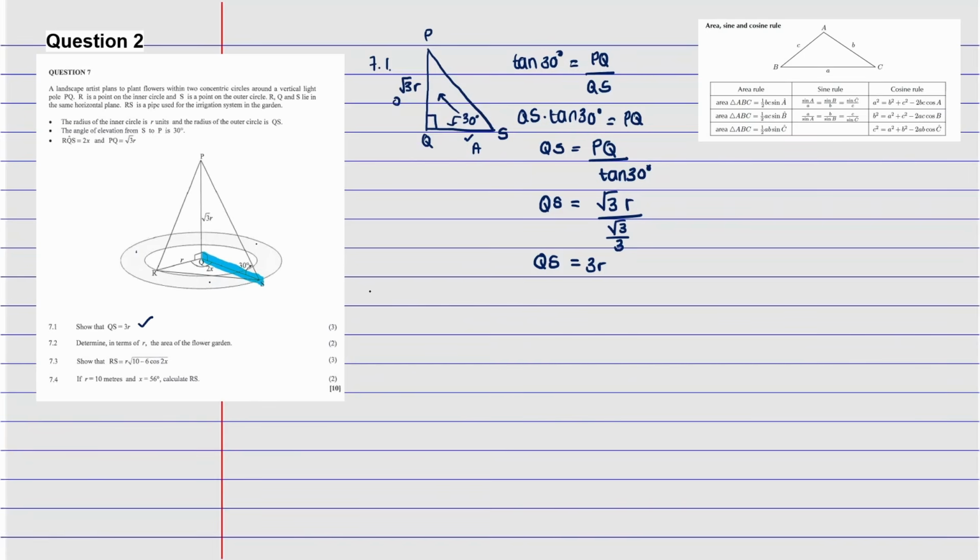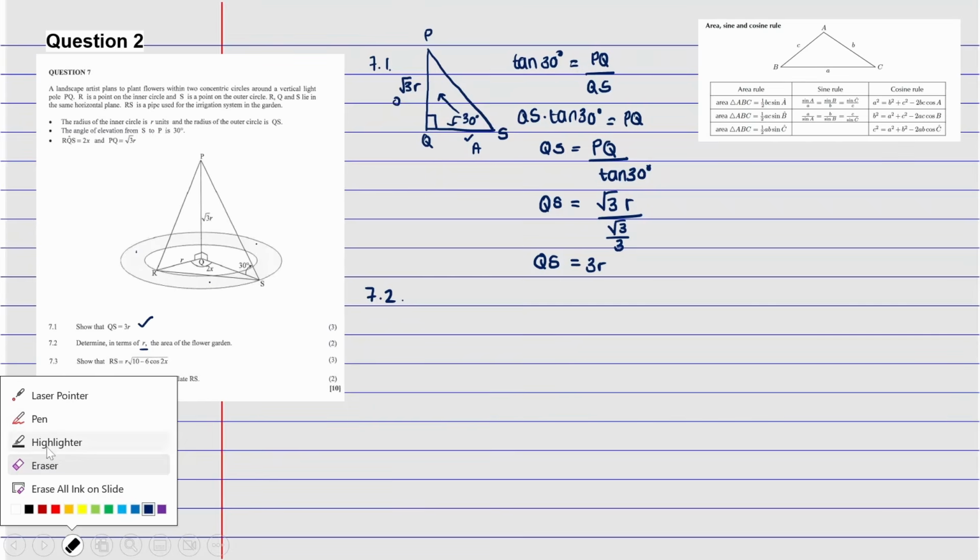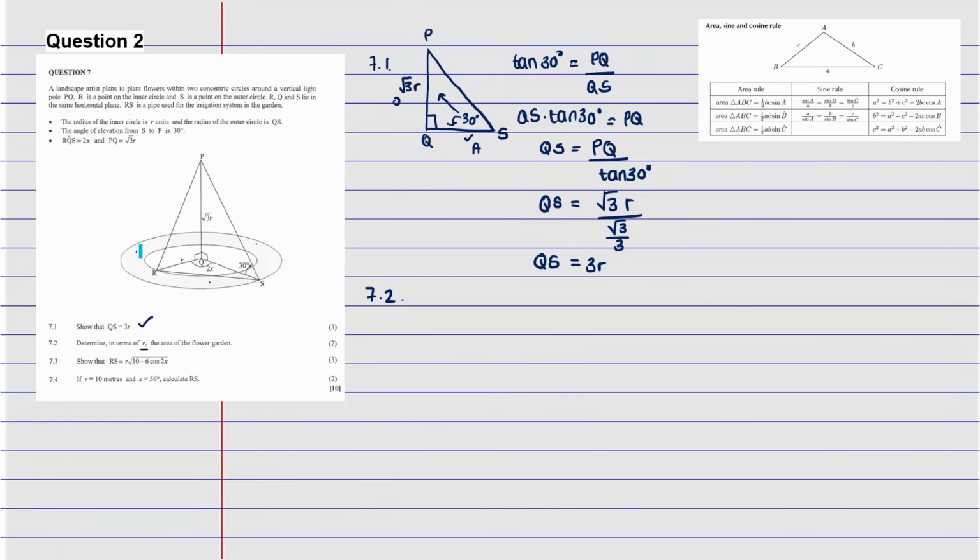Now moving to 7.2, they tell you to determine, in terms of R, the area of the flower garden. Where is the flower garden? Let me erase this. The flower garden is the following. Do you see the circle, the one in blue? That's the flower garden.